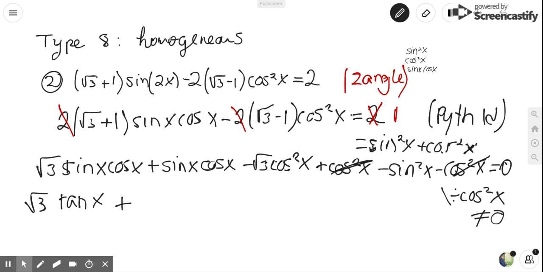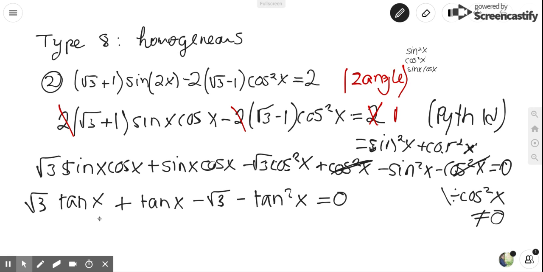Same thing for the next term. So we're going to get another tangent of x. And then for this one here, we're just going to be left with minus square root of 3. This term here is going to become minus tangent squared of x, and that's it, equals 0.